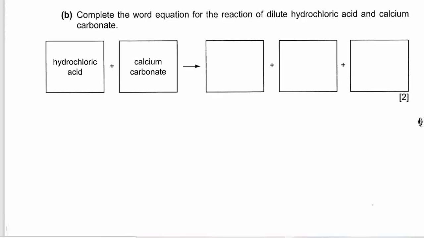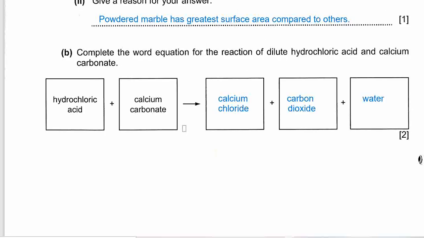Next question. Complete the word equation for the reaction of dilute hydrochloric acid and calcium carbonate. For this we have to remember the reaction between acid and carbonate. Acid and carbonate will produce salt, carbon dioxide, and water. So this is the main important reaction for acid.